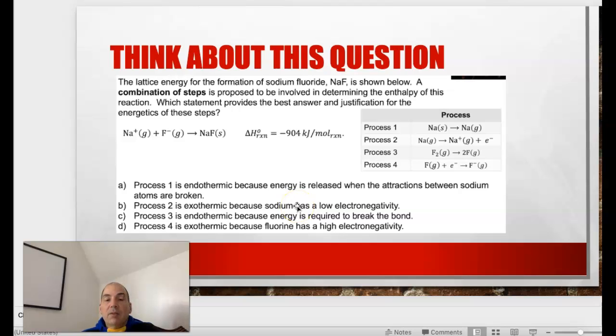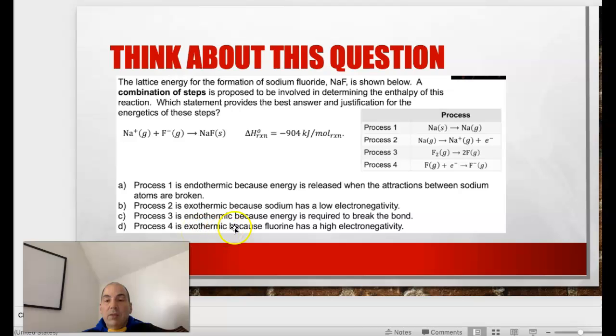All right, process 3 is endothermic because energy is required to break a bond. Well, let's see, we're going from fluorine to 2 fluorine atoms. We are breaking a bond, and it would be endothermic. So C is definitely correct, but let's talk about D anyway.